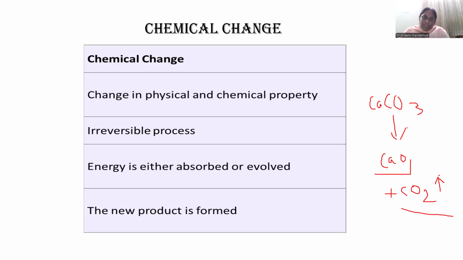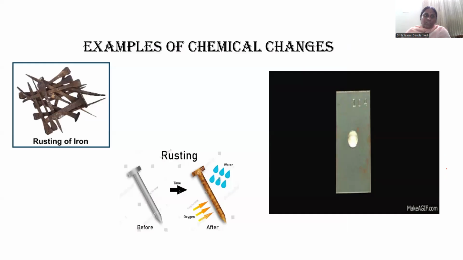During the reaction, it may absorb energy or evolve energy. Here, new products are formed. Okay, so this is the best example. See here, rusting of iron. See the animation here. Before rusting, this needle is like this. After rusting, what is happening when the environment is in contact with the needle? It is converted by rusting of iron. A brown colored layer is formed on the iron.